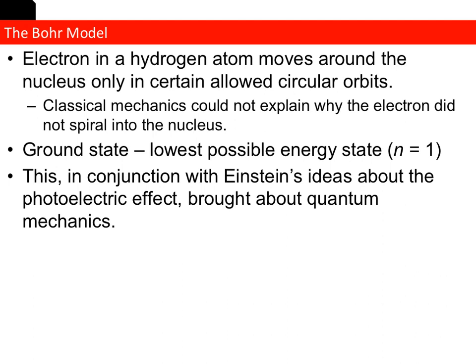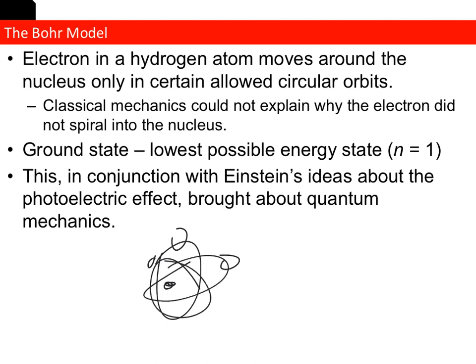Before Bohr, scientists believed that atoms looked more like a planetary model with electrons zipping around a central nucleus, but classical mechanics would suggest that the electrons would eventually slow down and collapse into the nucleus, and Bohr's model helped explain why the electrons don't do that. He proposed that the electrons in the hydrogen atom move around the nucleus only in allowed circular orbits and would not necessarily collapse into the nucleus.